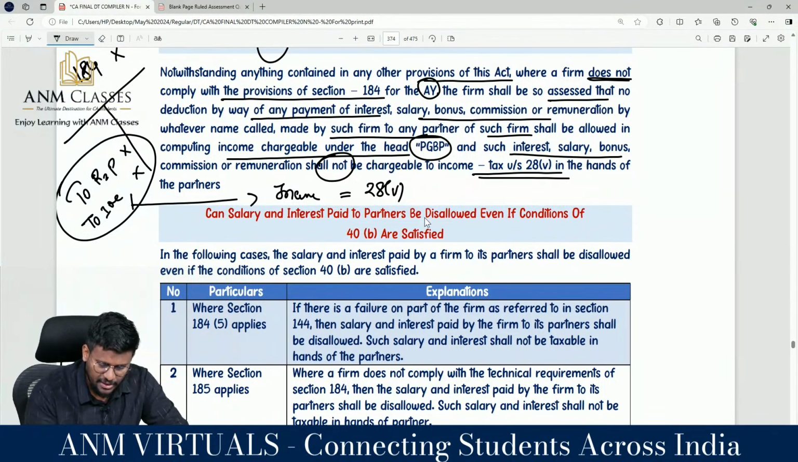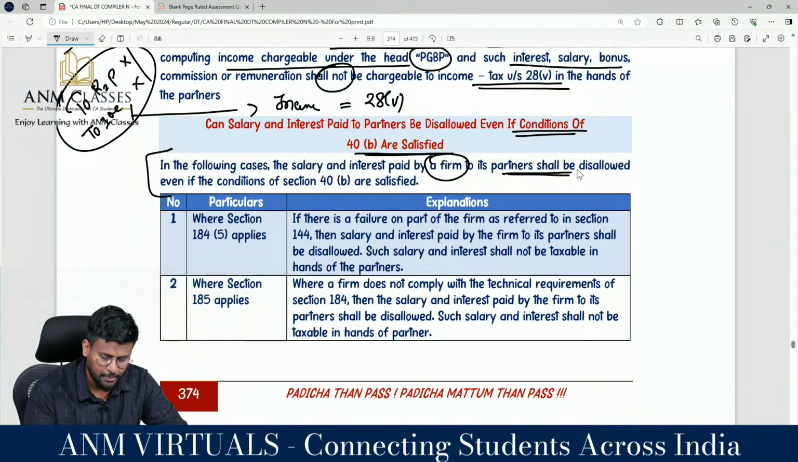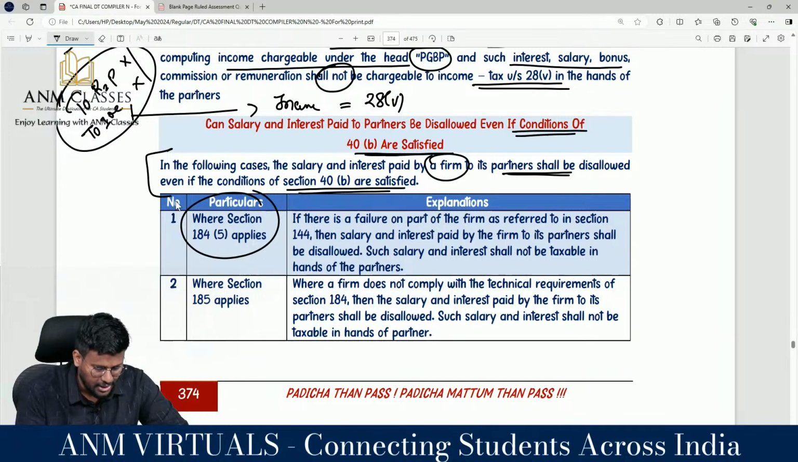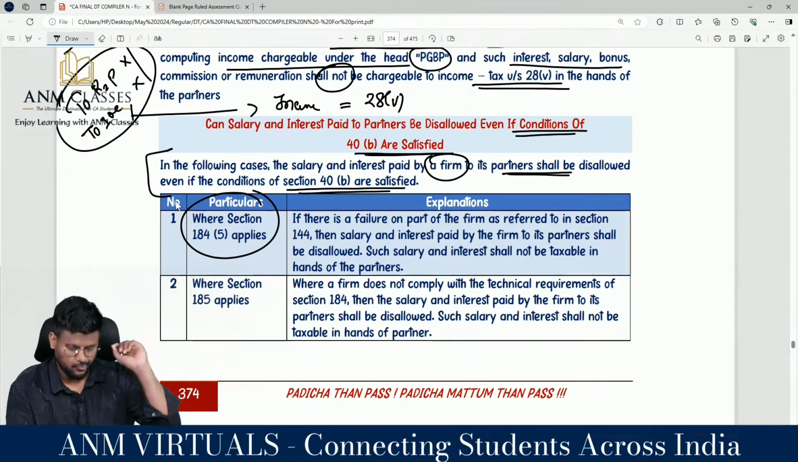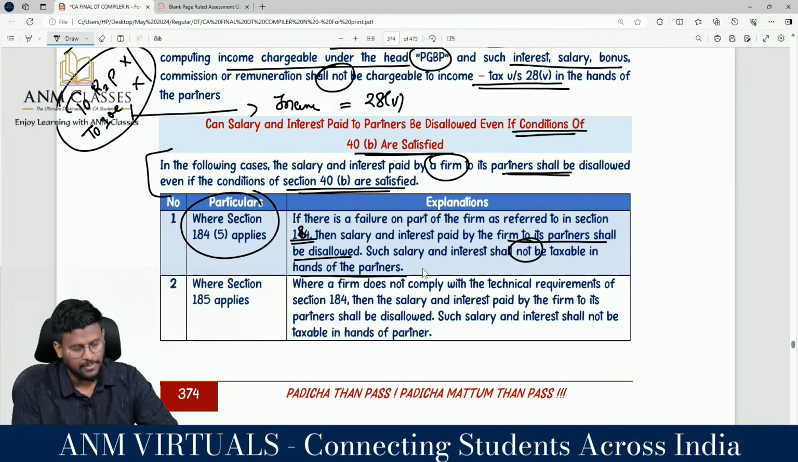Can salary and interest paid to partner be disallowed even if conditions of 40B are satisfied is the question. In the following case, the salary and interest paid by firm to the partner shall be disallowed even if the conditions of 40B are satisfied. Number 1, where section 184 subsection 5 applies. If there is a failure on the part of the firm as referred in 144, the salary and interest paid by the firm to its partner shall be disallowed. Under 184, such salary and interest shall not be taxed in the hands of the partners.